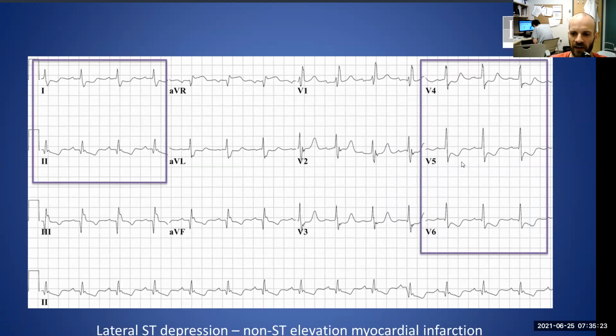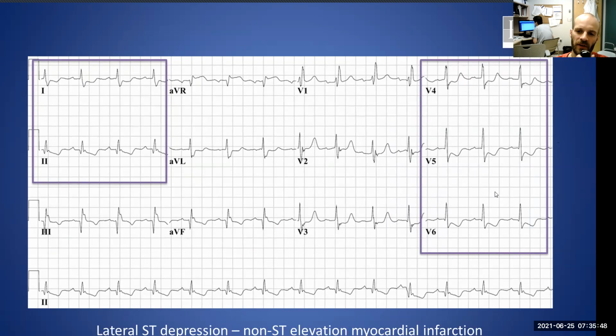On the other hand, this is just affecting the lateral side. Here we've got ST depression in 1, 2, in this case, V4, V5, V6. Not so much in AVL this time. And this is ST depression rather than ST elevation. So this is a non-ST elevation myocardial infarction. And it's probably affecting the lateral aspect of the heart.